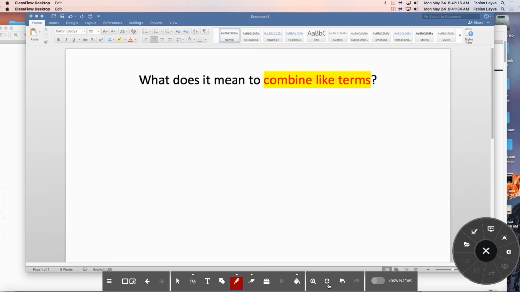All right, guys. So when you hear "combine like terms," what does that mean to you guys? I know you guys have heard this term probably in seventh, eighth, and now in ninth grade. Again, you're going to do this all throughout your math careers. What does it mean to combine like terms?